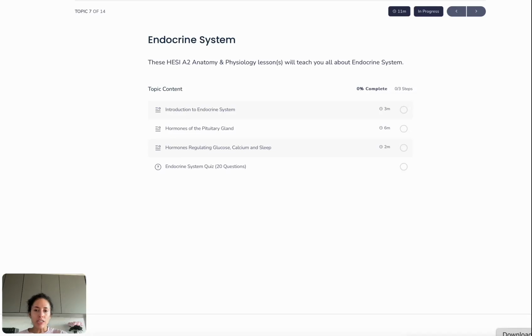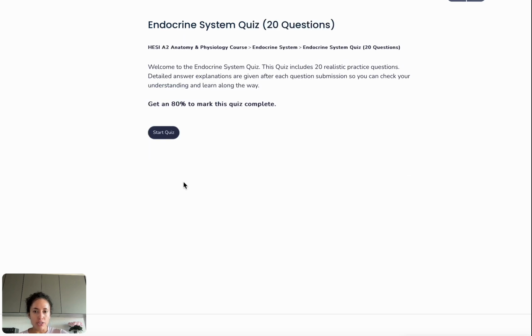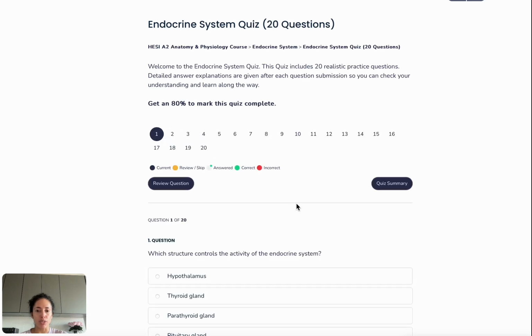Hey, let's learn the endocrine system. What I do is I cannot read all this information, so I just go straight to the quiz and then I read why I'm getting each question wrong. And for me, that's a lot better because if I start reading the material from the book, I go to sleep. So let's start the quiz.